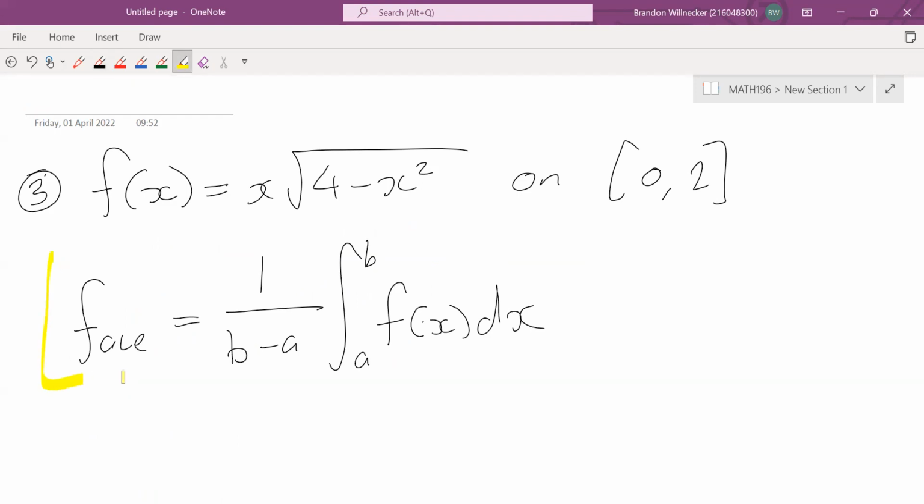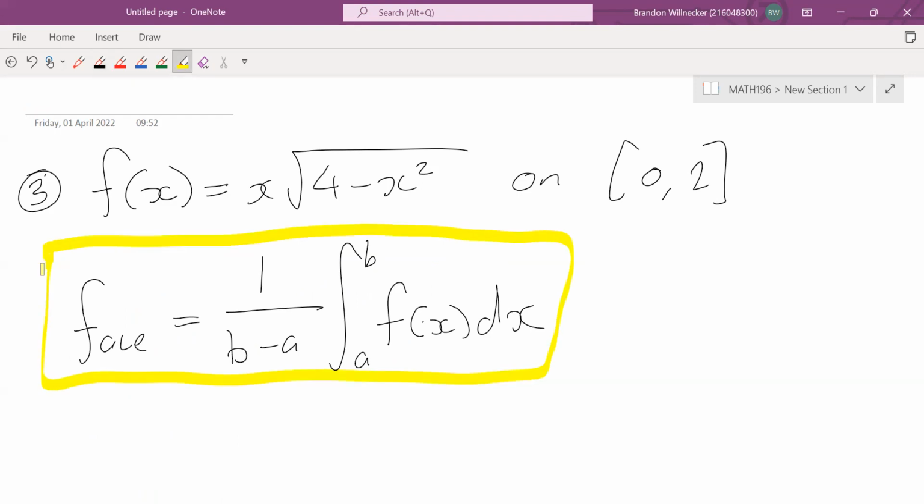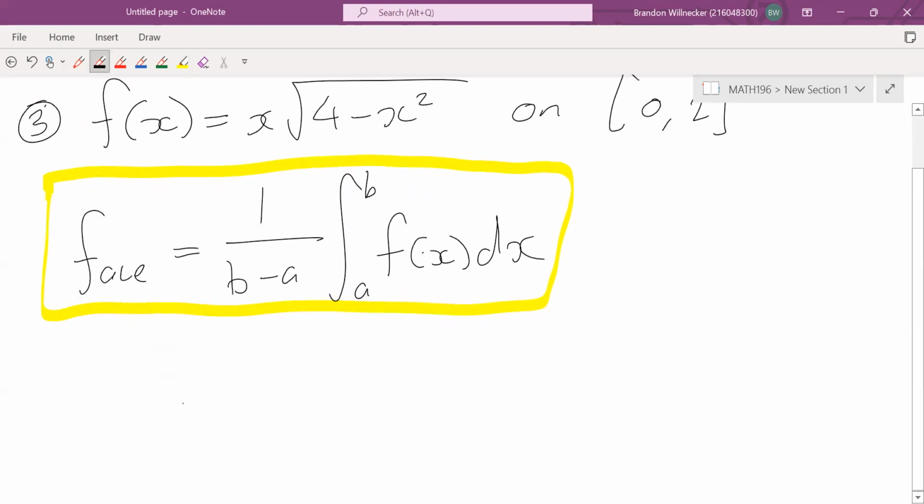Okay, so this is always the formula that you write down first. Okay, that's what we're going to be using. So let's substitute what we know. B minus a is going to be 2 minus 0. So that's just going to be 2. So we have 1 over 2, the integral from 0 to 2. And then our function is x square root 4 minus x squared.